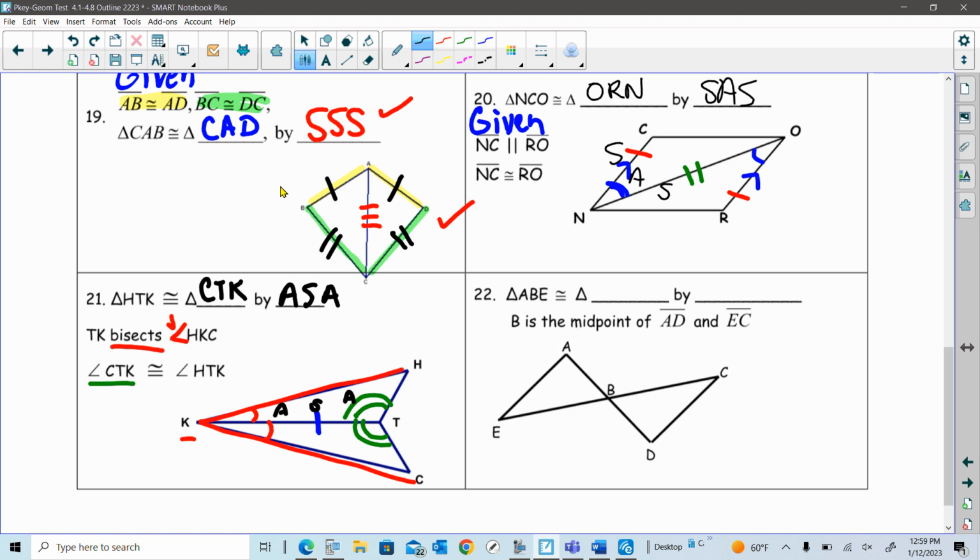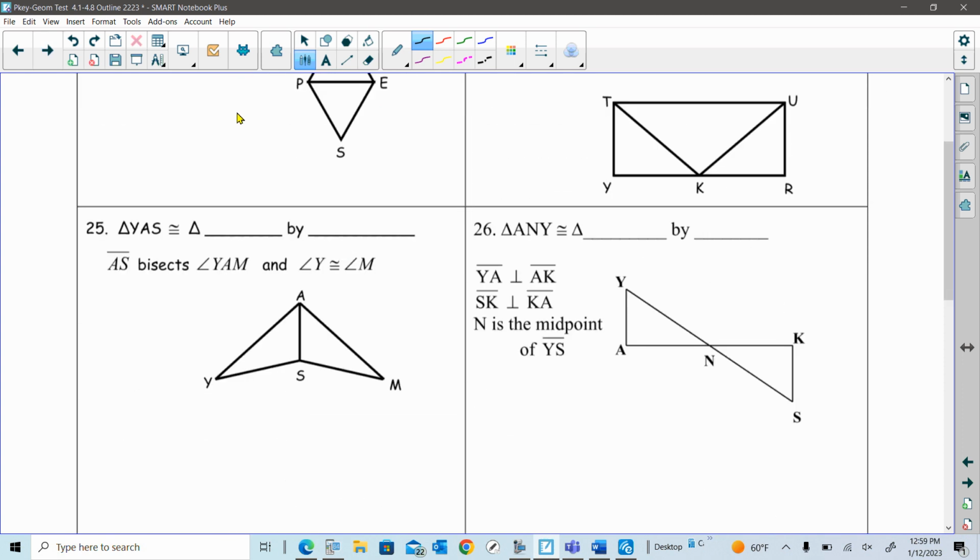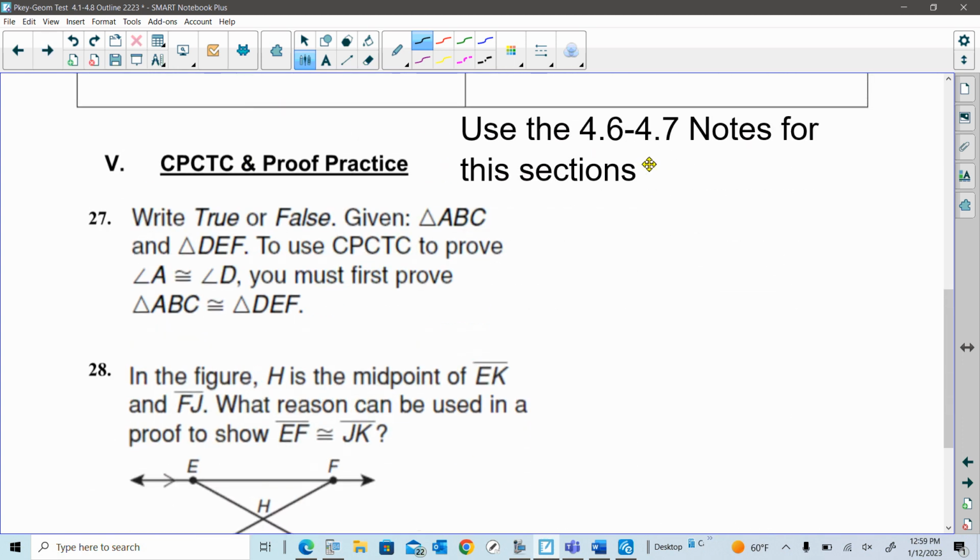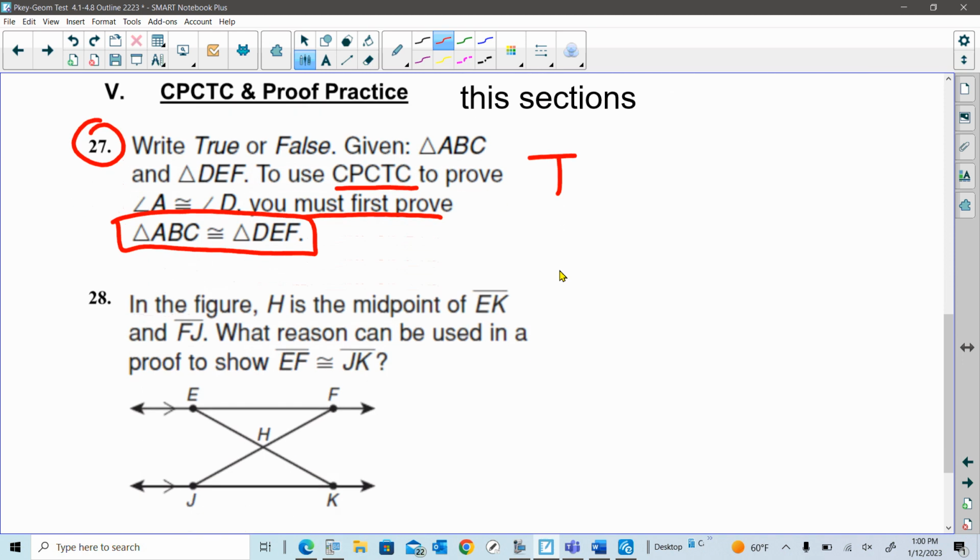All right, so then the last little section is CPCTC and proofs. So if we look over here, this was our 4.6, 4.7 notes. This first one is just a fact you have to remember. To use CPCTC to prove an angle or side, you first prove congruent triangles. That is true. You have to always prove congruent triangles first before you can even say CPCTC. So we're going to practice that on 28.